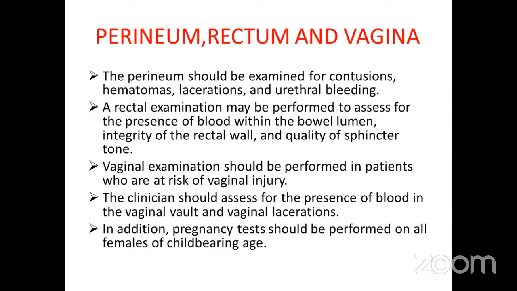Coming to the perineum, rectum, and vagina, the perineum should be examined for contusions, hematomas, lacerations, and urethral bleeding. A rectal examination should be performed to assess for the presence of any blood and to assess the integrity of the rectal wall and the sphincter tone. So whenever a patient has warm peripheries with loss of rectal tone and priapism, there is a high chance that the patient has a spinal cord injury.